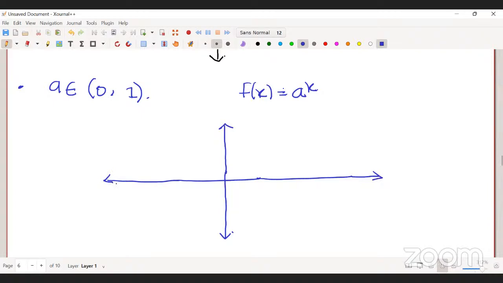So at 0, it's 1, right? And as the value of x increases, the graph will tend to 0. And if the value of x is negative, it will be increasing. So if a is between 0 and 1, this is the graph of this exponential function. And similarly, you can check that this is also a 1-1 function. So these are also examples of 1-1 functions.